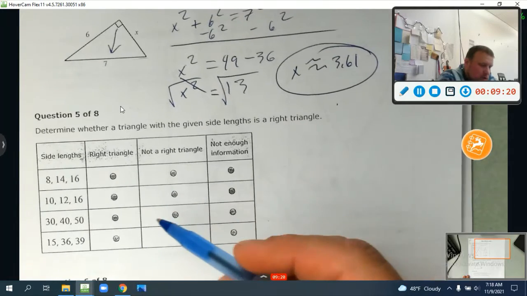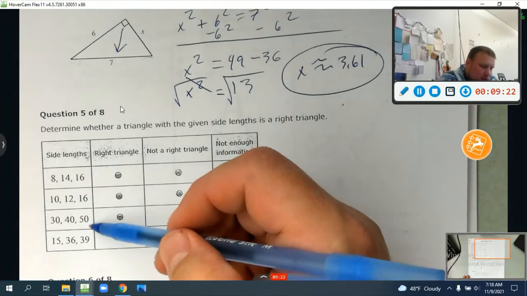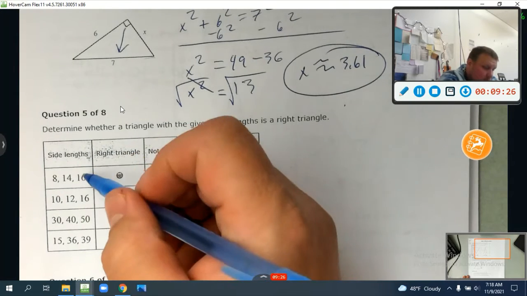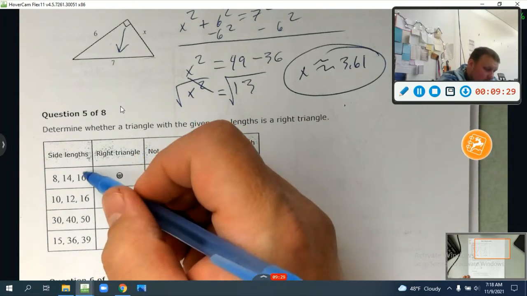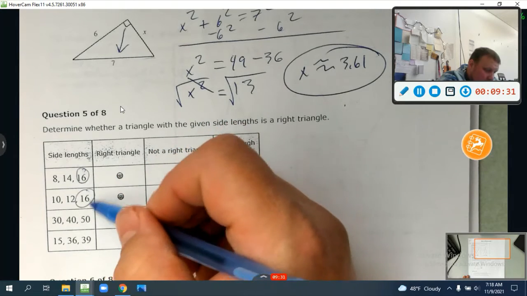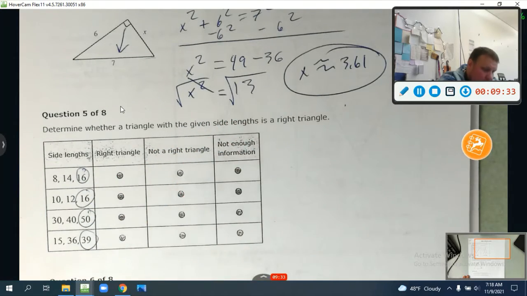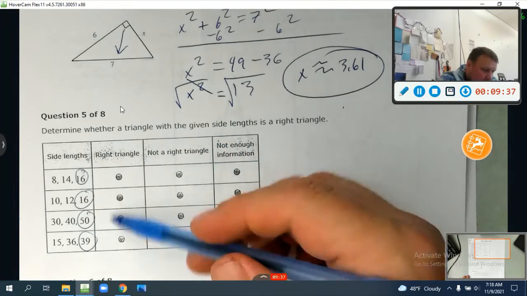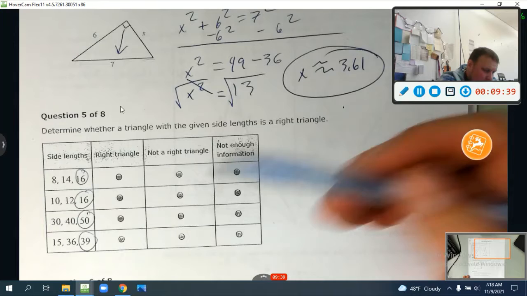And then to determine whether it's a right triangle, remember the longest leg is always going to be the hypotenuse, and we're just going to do a squared plus b squared equals c squared and see if it's true. So I'm just going to circle the longest leg on each one so I know. Oh, look at that, it's in order. So it's either a right triangle, not a right triangle, or not enough information. Well, all of these have 3 legs, so we have plenty of information.